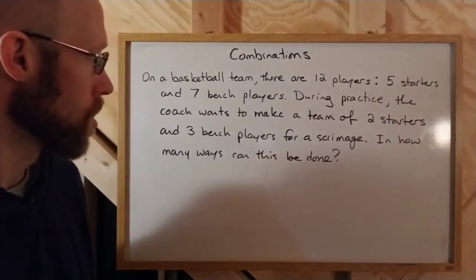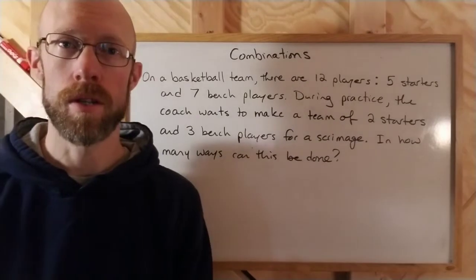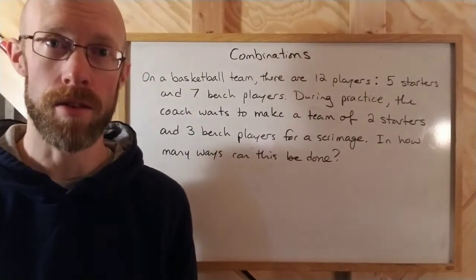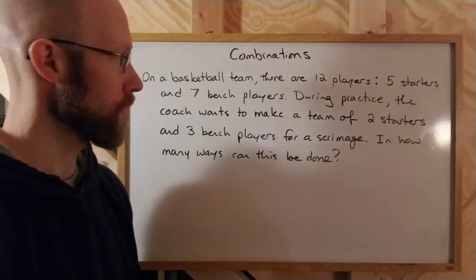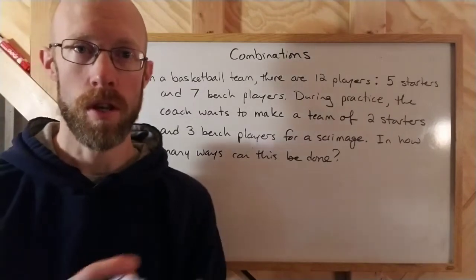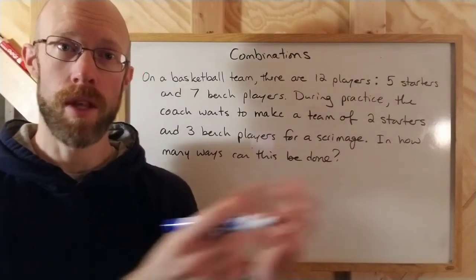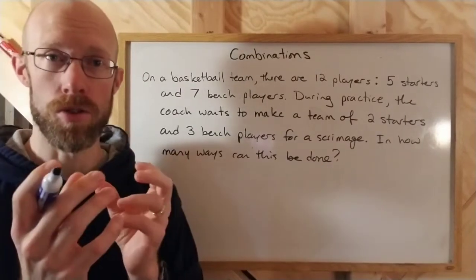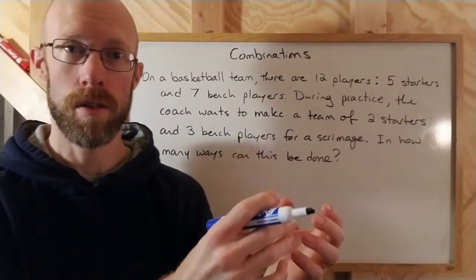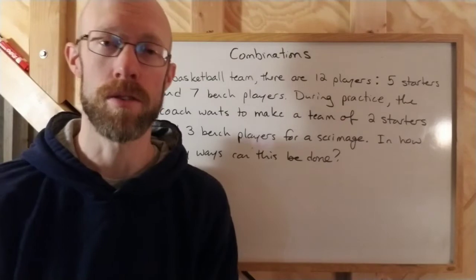So what we want to do then is calculate two separate combinations and then multiply them together, okay? Because the final result is going to be the product of the starters times the bench players. So if he picks the two starters in a certain number of ways, then for each of those ways, he can pick the bench players in another number of ways, okay? And so then you multiply them out to get the final product.